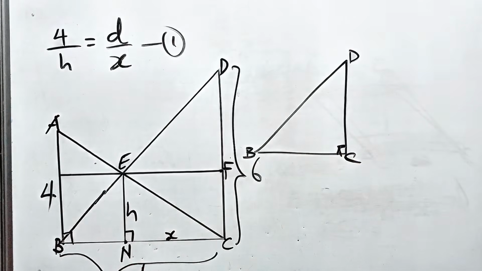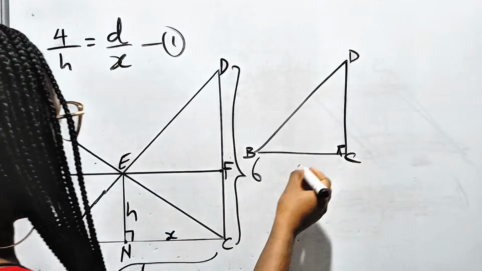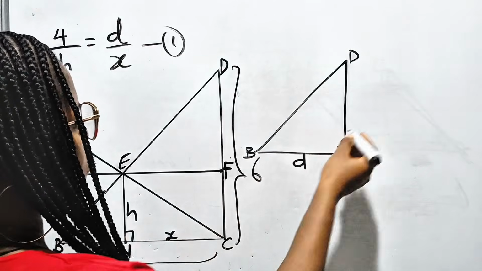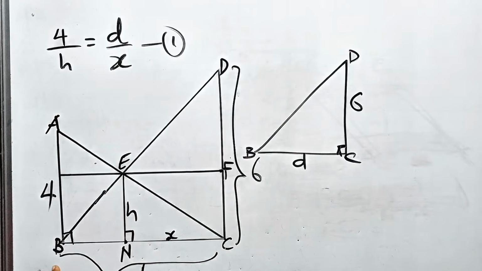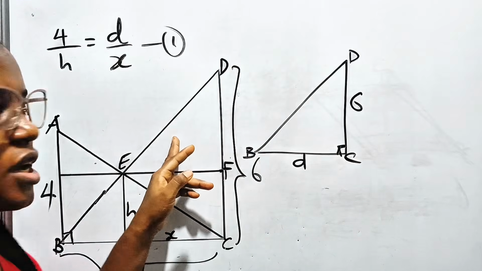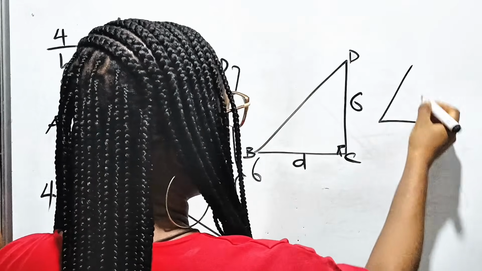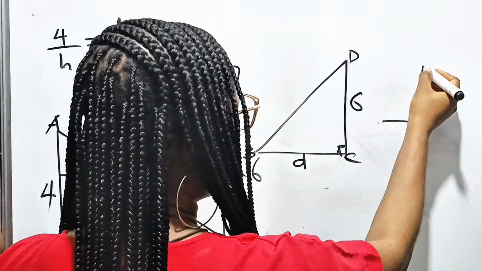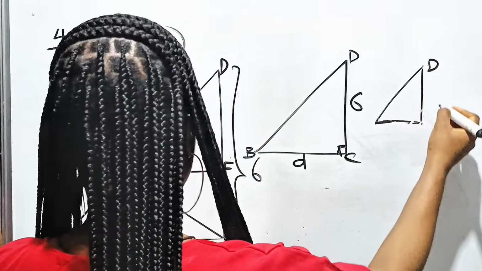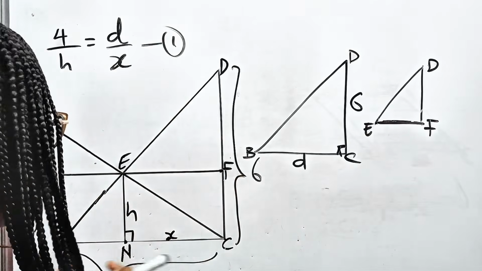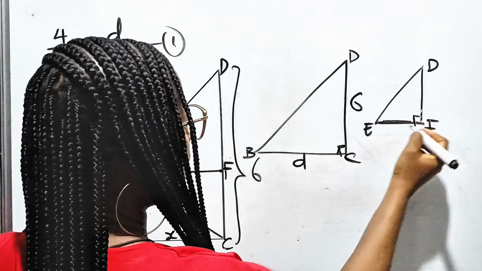Now we have that BC is d, right? So this place is d. And we have that DC is 6, so we have 6 here. Now BD is unknown. We are leaving it like that. If we also check, we will see DEF. Okay, we have another triangle DEF. So this is D, this is F, and this is E. And because this line is parallel to this, then it is also 90 degrees.